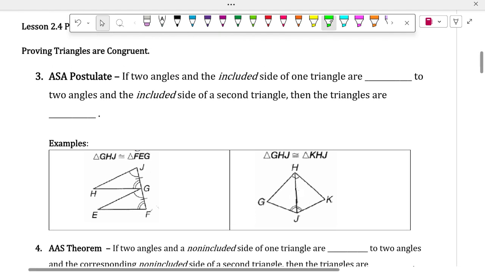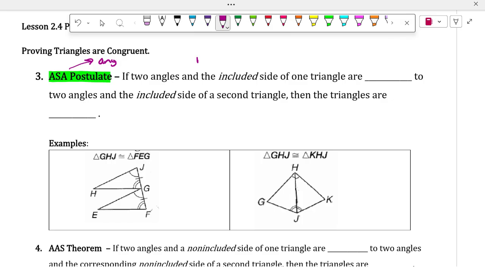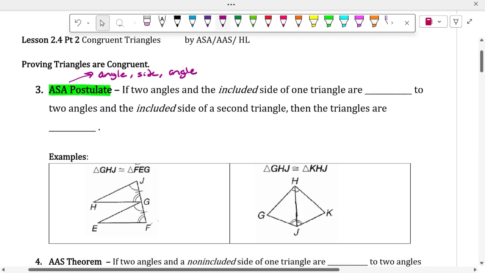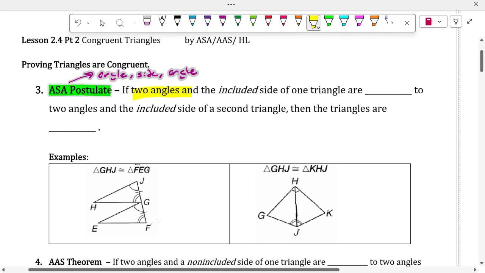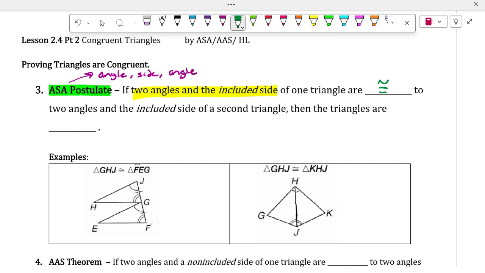So first off, we're going to start with ASA. That just means angle side angle. It's similar to side angle side, but instead of two sides with an angle in between, you have two angles with a side in between. So this is angle, side, angle. And again, that just means if two angles and the included side of one triangle are congruent to two angles and the included side of the second triangle, then the triangles are congruent.